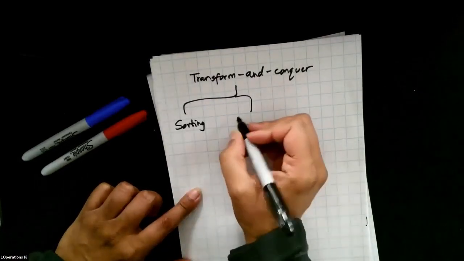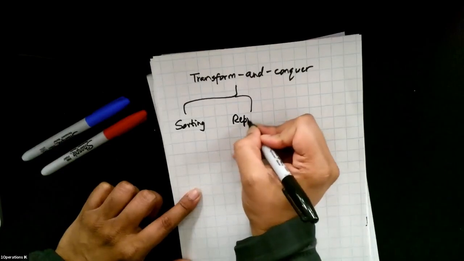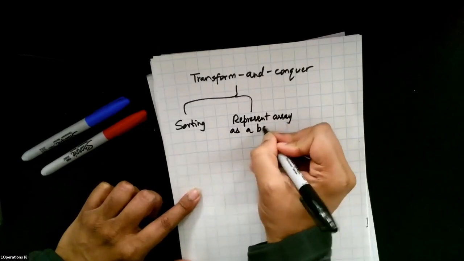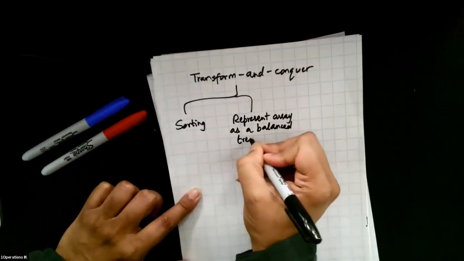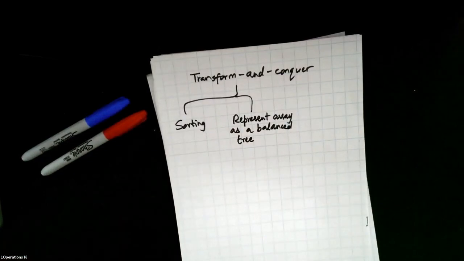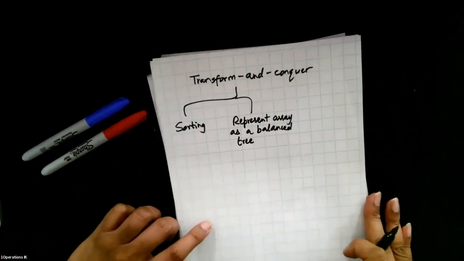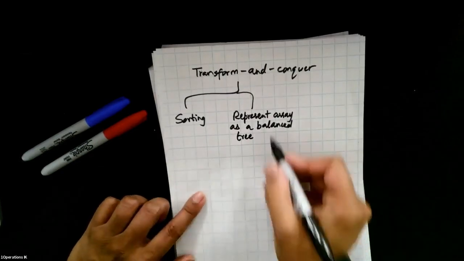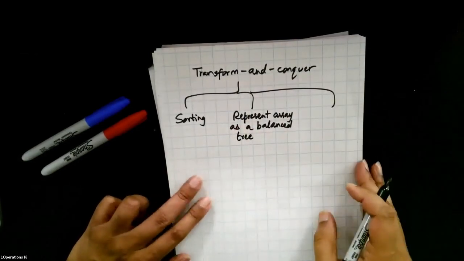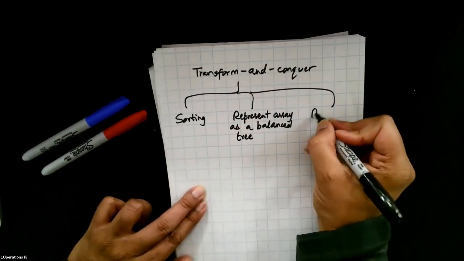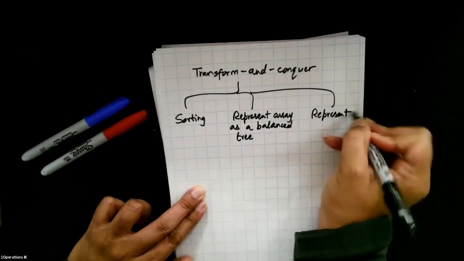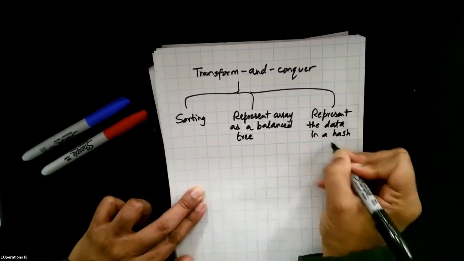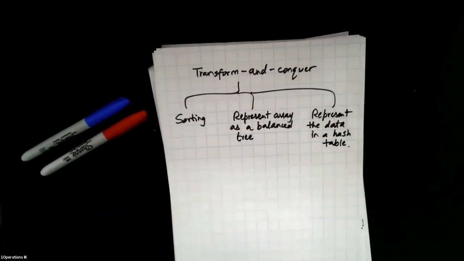The other way that you've already seen in the pre-class videos is to represent the array as a balanced tree of some kind. Right? You saw heaps in the pre-class videos. There are other types of balanced trees. A third popular way of transforming the data is to represent the data in a hash table. I mean, dump the data into a hash table.